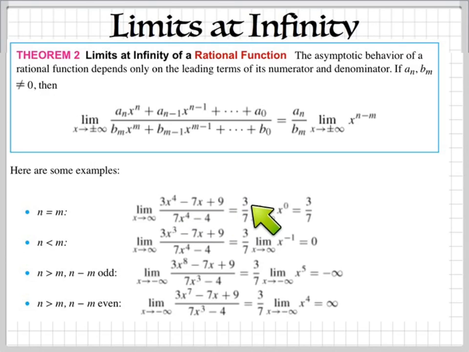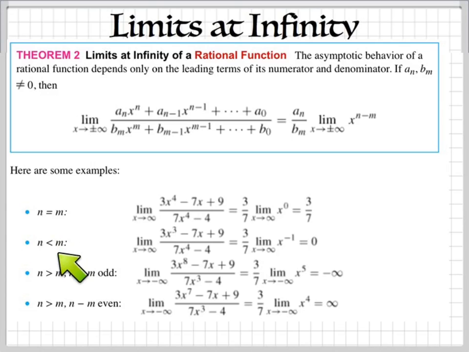You can take the leading coefficients and multiply it times the limit as x approaches, in this case, 0. We got 0 by going 4 minus 4. You go n minus m. So in this case we just get x to the 0. x to the 0 is 1. And so the limit as x approaches infinity of 1 is 1, so 1 times 3 over 7 is 3 over 7. That's kind of cool.